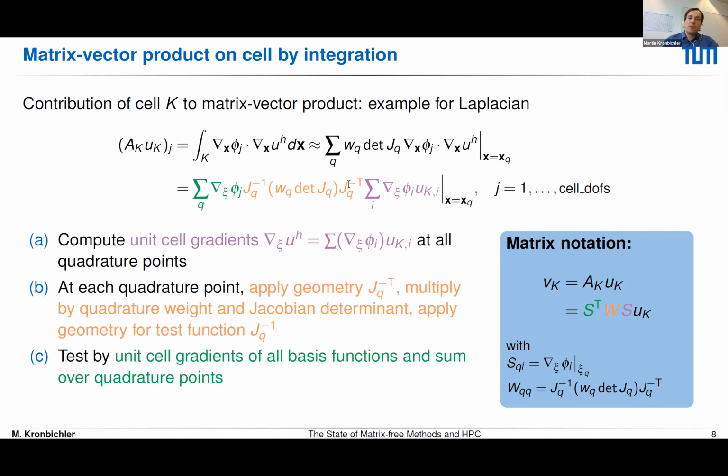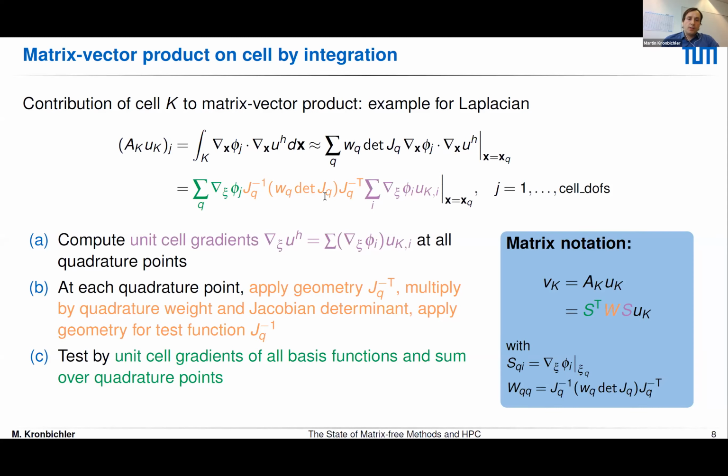The Jacobian can move out of that loop. Why? Because the Jacobian only depends on the position where you are. It does not depend on the shape function index, so you can make a summation before that. Then you have geometry, which only depends on the quadrature point where you are. That's the orange part in that formula. It's the Jacobian inverse transpose, the Jacobian inverse coming from the test function. There are quadrature weights and the determinant because it transformed the integral. So that's all the standard stuff here.